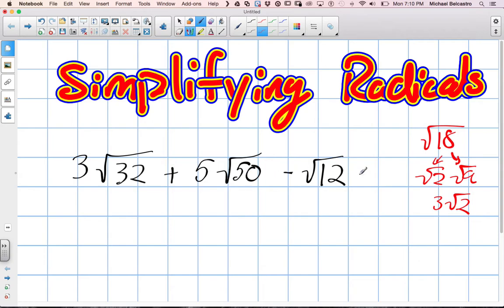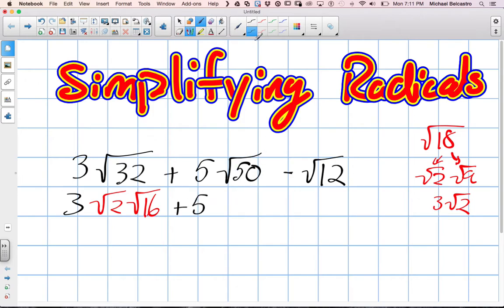So we want to do the same thing with each of these radicals. Our coefficient will stay the same. We still have the number 3. Root 32. Can you think of a pair of factors of 32? 2 and 16. So we'll go with root 2 times root 16. And that's going to work out really nicely. That's a value. So let's do the same thing again with 50.